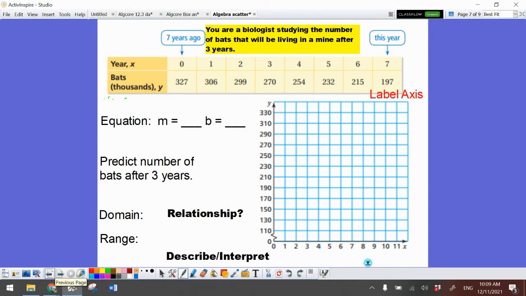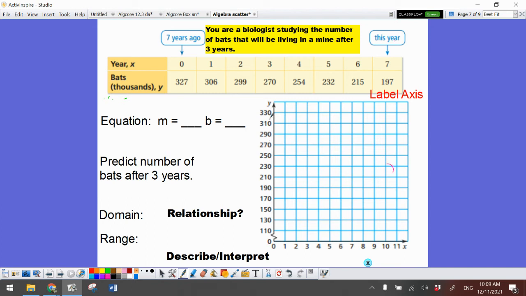All right, now let's take a look at this one. So we're talking about bats, and we're a biologist studying the number of bats that will be living in a mine after 3 years. So this was 7 years ago, and now we're at this year, and now we have to figure out what it is going to be in 3 more years. So let's go ahead and graph.